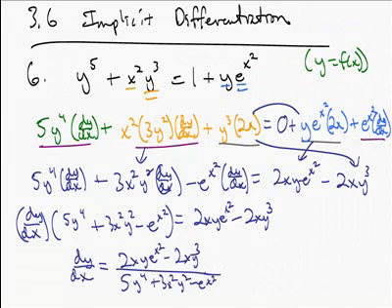And there you have it. There's dy/dx. So this is a formula then, an ugly formula, but a formula nonetheless, that'll tell you the slope of the line tangent to any point on the curve given by this equation, y to the 5th plus x squared y cubed equals 1 plus y e to the x squared.